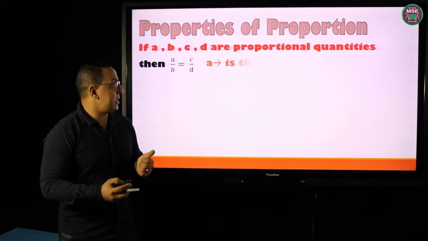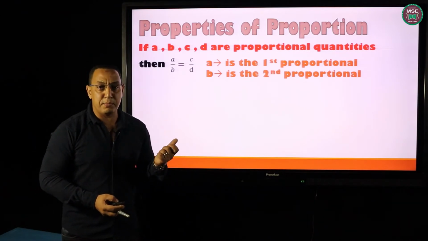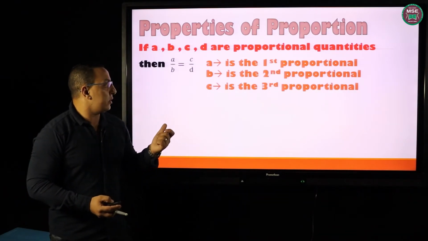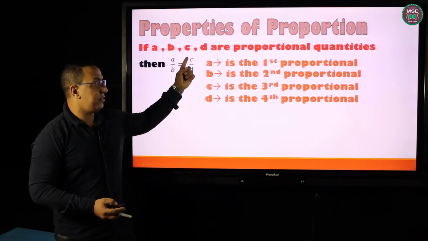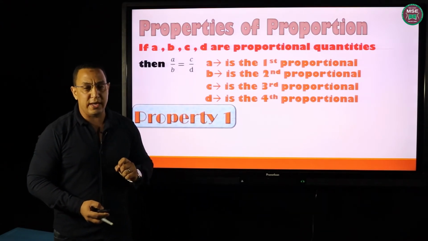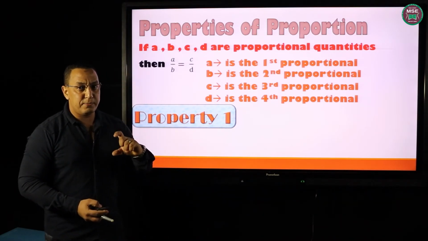In that case, A is called first proportional, B is called second proportional, C is called third, and D is called fourth proportional. First, second, third, fourth proportional. Okay, now I'm going to teach you the first property.